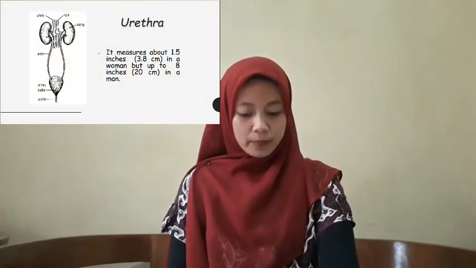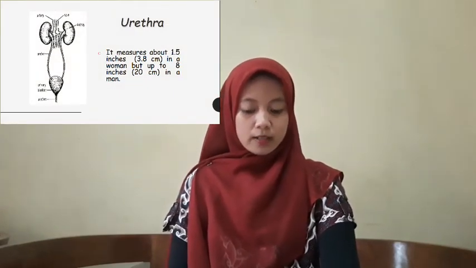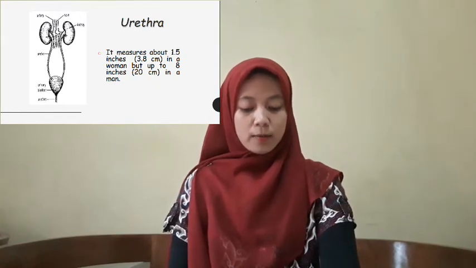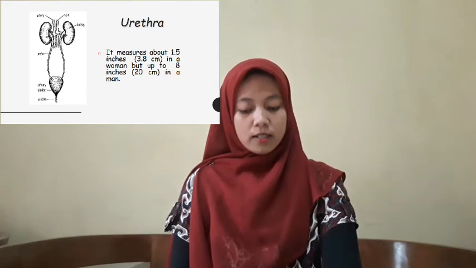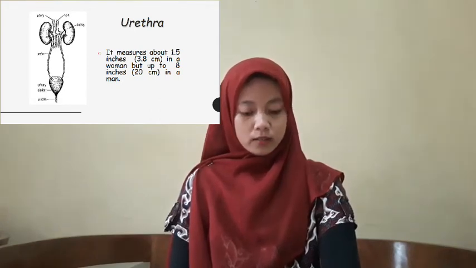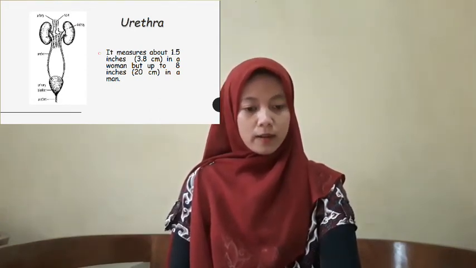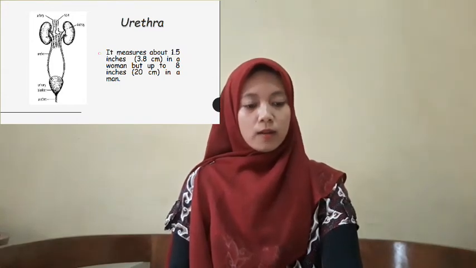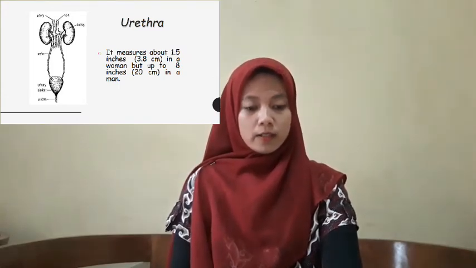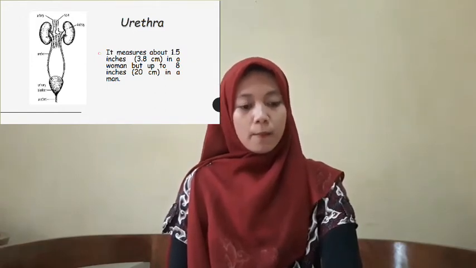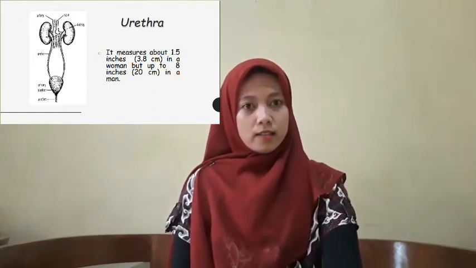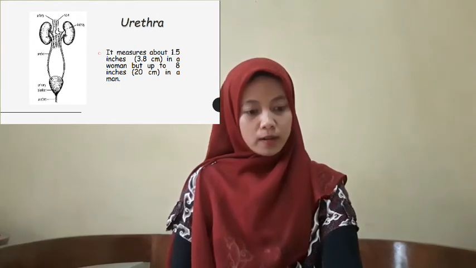Next, urethra. The urethra is a tube which connects the urinary bladder to the outside of the body, and its function is to remove urine from the body through urination. It measures about 1.5 inches or 3.8 centimeters in a woman, but up to 8 inches or 20 centimeters in a man.